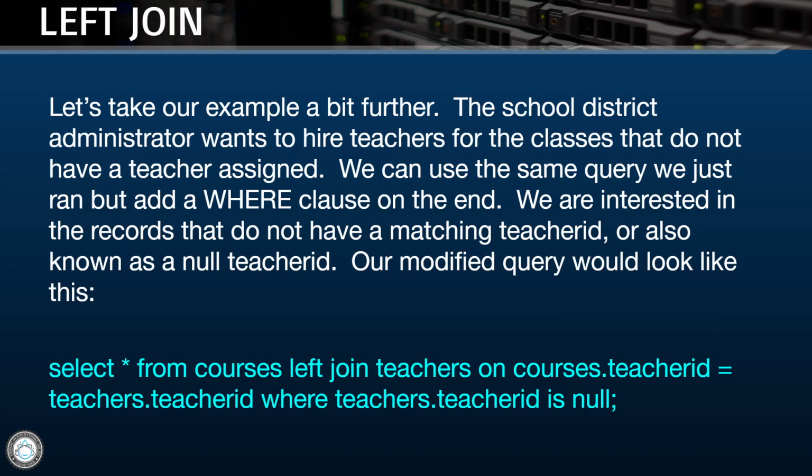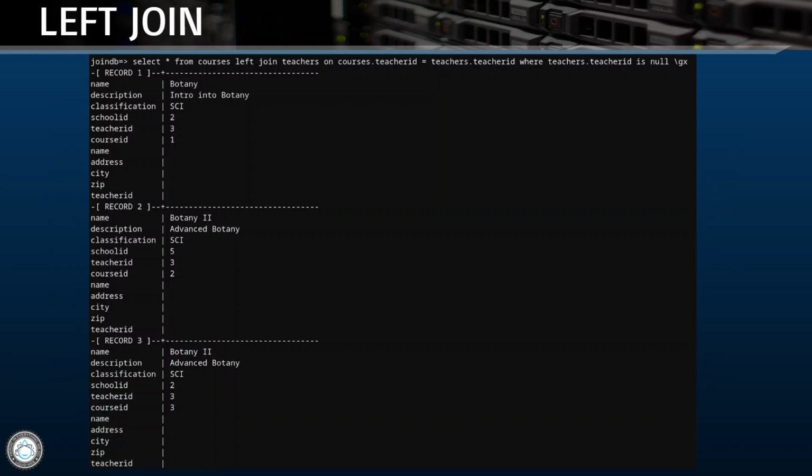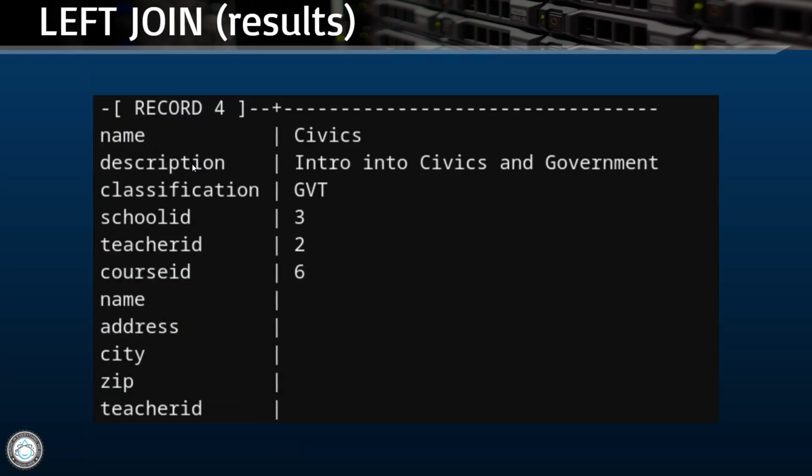Let's take our example a little bit further, and let's pretend that our school administrator needs to hire teachers to fill the classes that don't have teachers right now. So we're going to do the same left join that we did before, but now at the end of it, we're going to add a where clause. We only want to see the results from the previous results where there is no teacher. So that's what the query looks like, and let's run it. And now we're only getting results where there's a course and no teacher. So there's 4 of them.